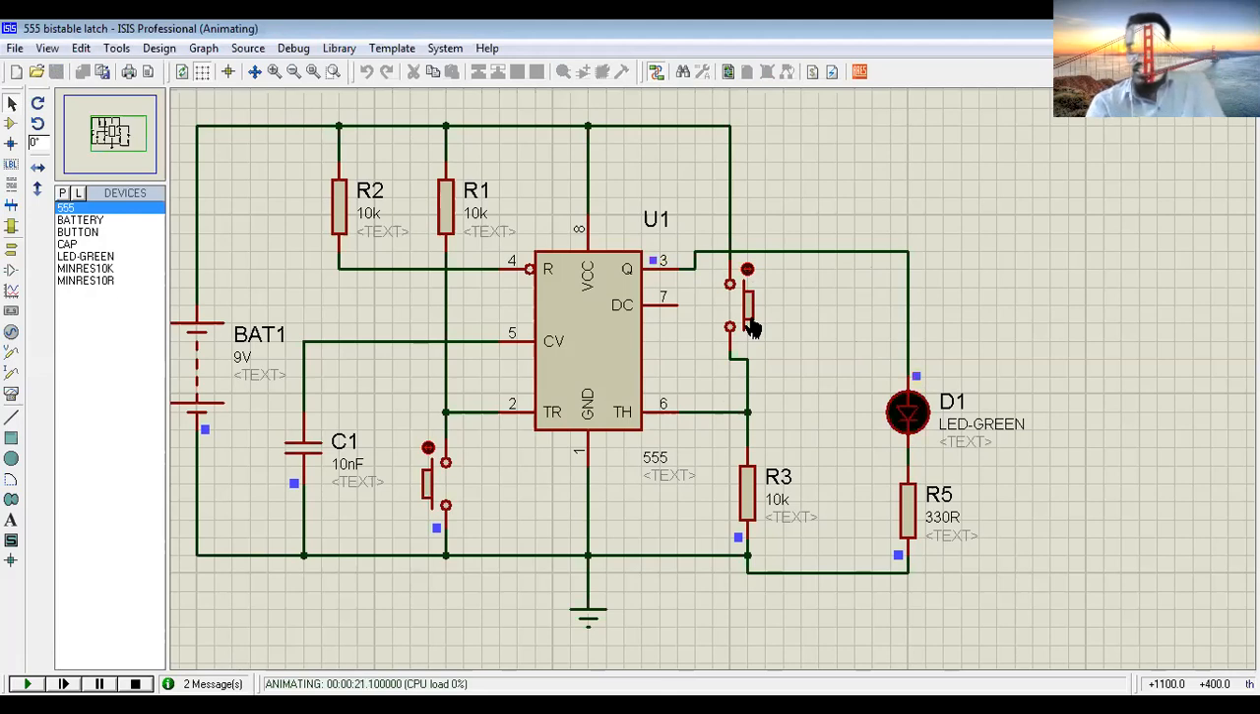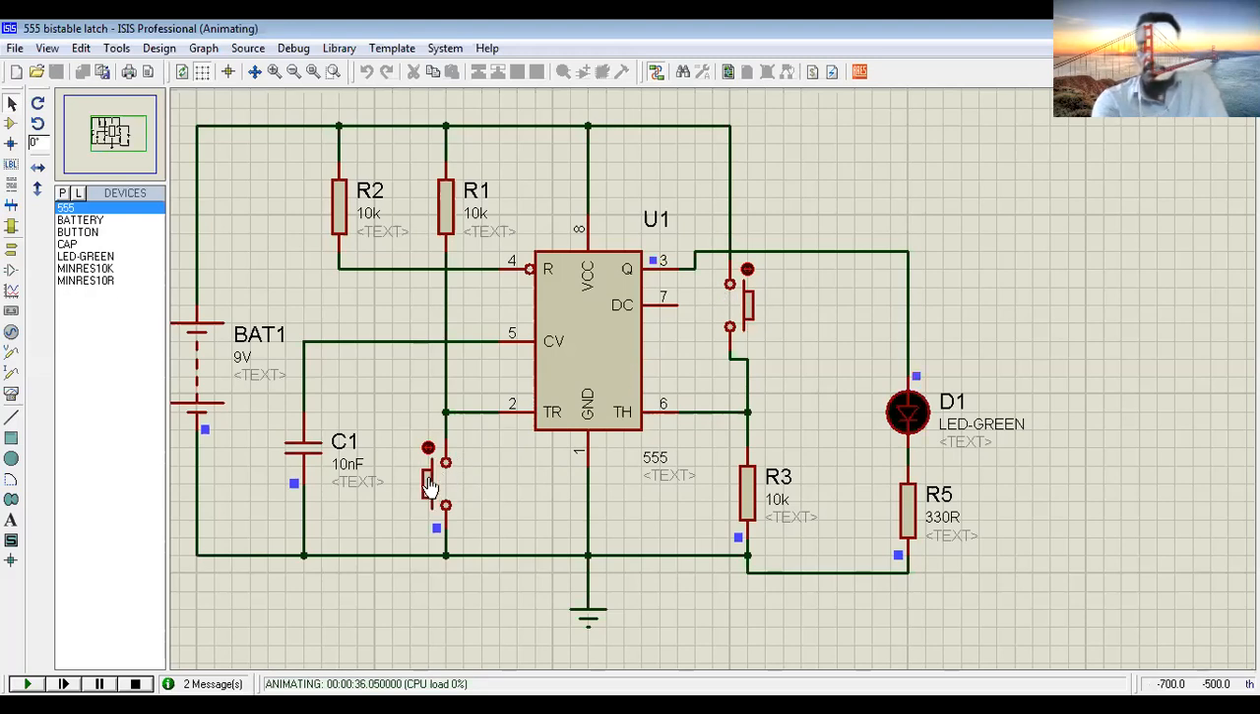Now you see, it is off. Off because I give input signal to pin number 6. In order to turn it on, I use another switch at pin number 2. 2 is also input. So look here. When I click this switch, now the light is on. When you click this switch, light is off.